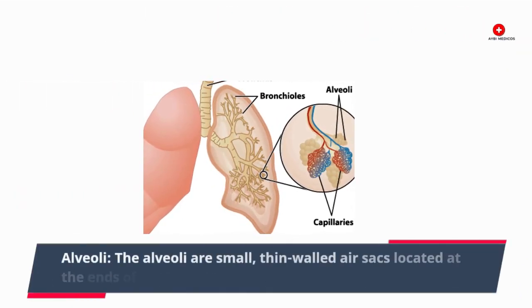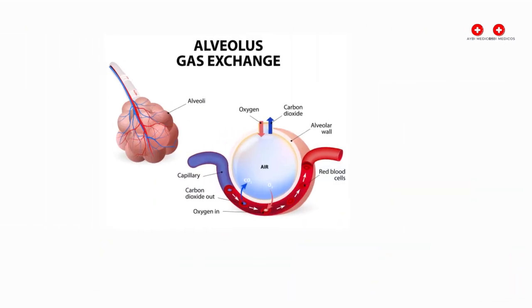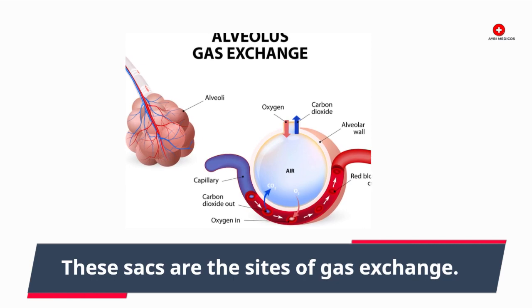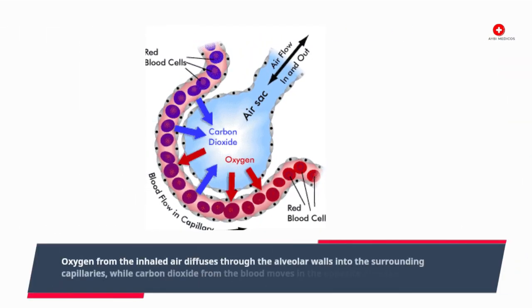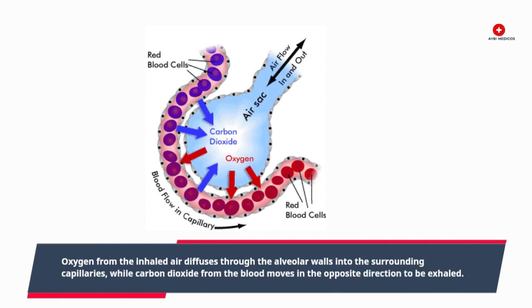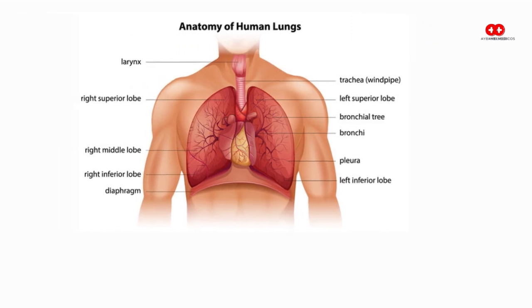Alveoli. The alveoli are small, thin-walled air sacs located at the ends of the bronchioles. These sacs are the sites of gas exchange. Oxygen from the inhaled air diffuses through the alveolar walls into the surrounding capillaries, while carbon dioxide from the blood moves in the opposite direction to be exhaled.